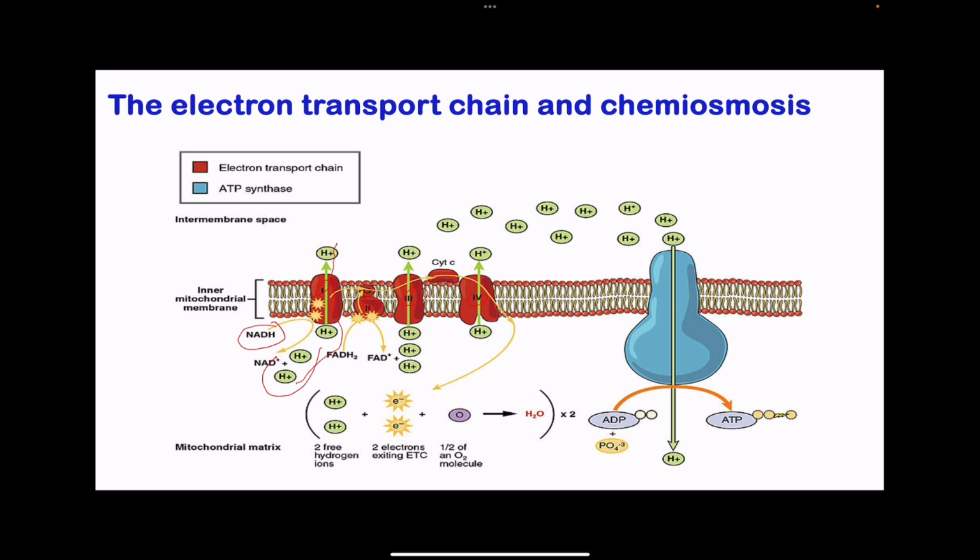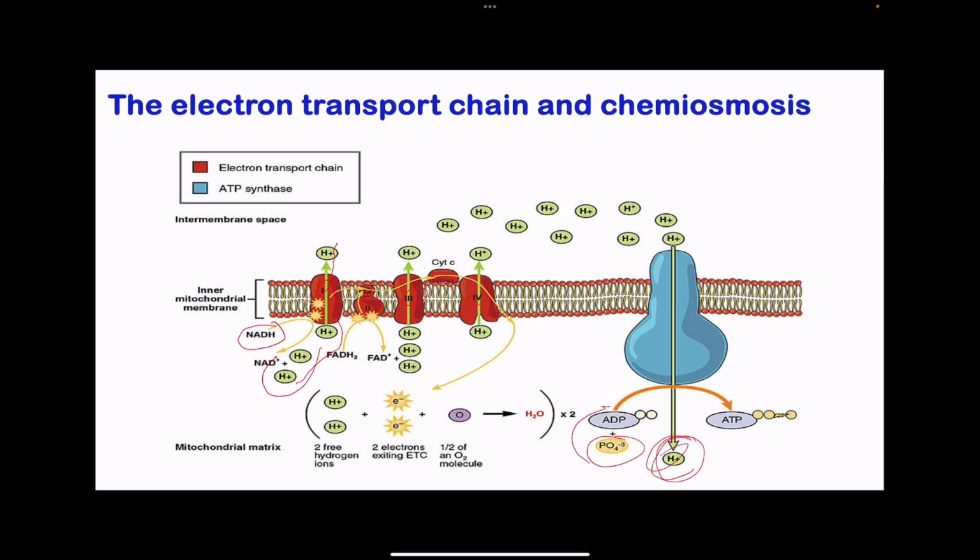This accumulation leads to a concentration gradient, a pH gradient, and an electrochemical gradient. So these protons have to return, but there is no other pathway. They only have to return through ATP synthase, which is going to tap the energy contained within those protons in order to combine ADP and the inorganic phosphate to produce ATP.